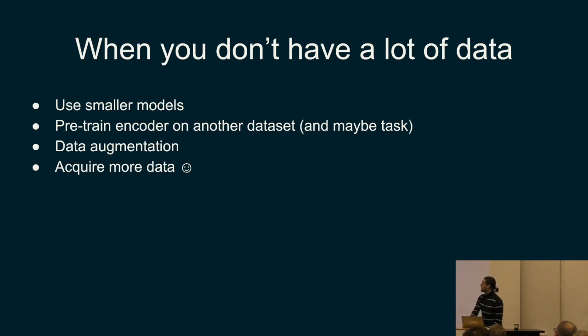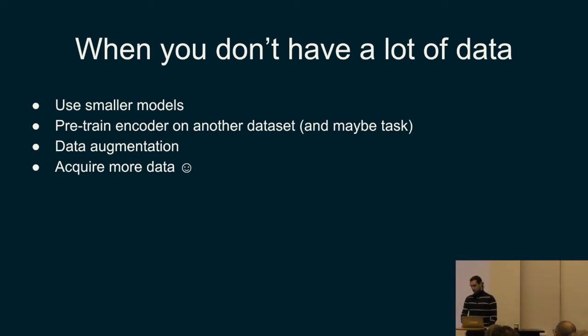And so in this case, it's going to mean using smaller models. We might not use a ResNet 101 for the encoder, which is a pretty big model. Calling pre-training an encoder on a different data set or task a low data technique might be a little bit of a lie, because it's something you would probably use even if you had a lot of data. It's something that's very commonly used for visual learning.